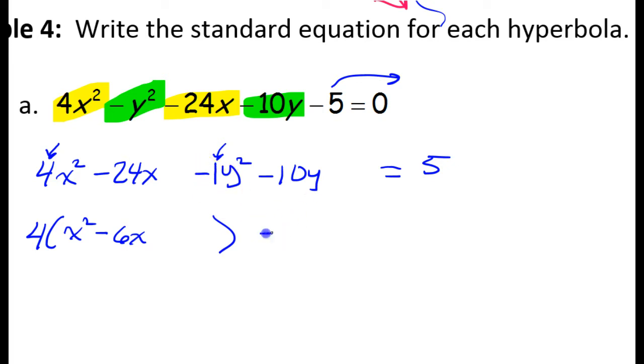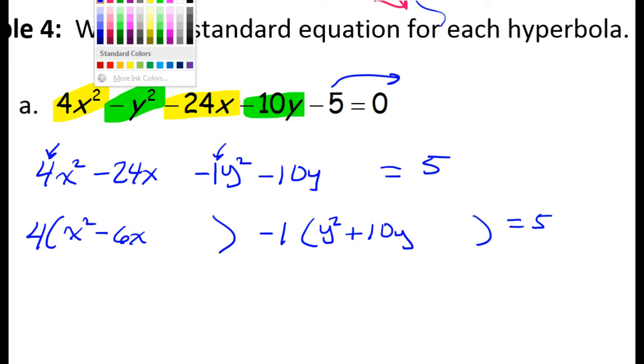Now I need to pull this -1 outside of parentheses as well. If I do that, then I'll have y squared plus 10y, leave an extra space to complete the square, is equal to 5. Again, imagine distributing this -1. I would get -1y squared. -1 times 10y makes -10y.